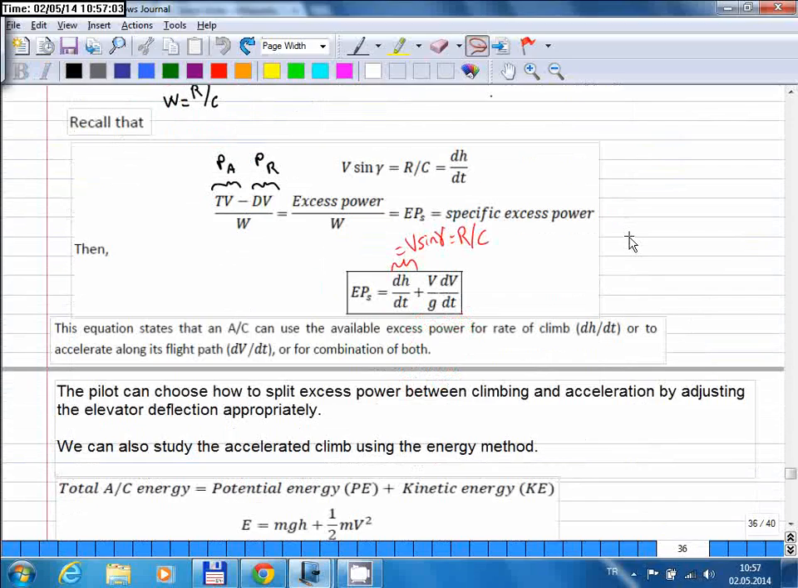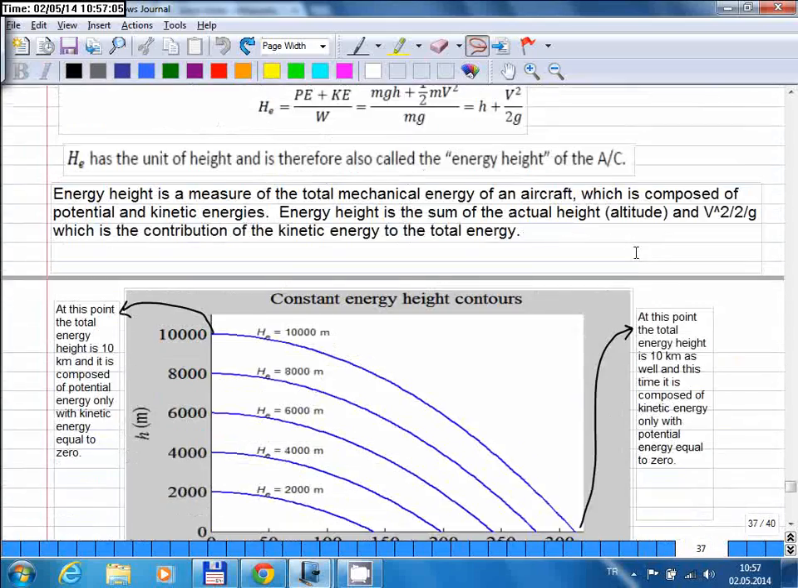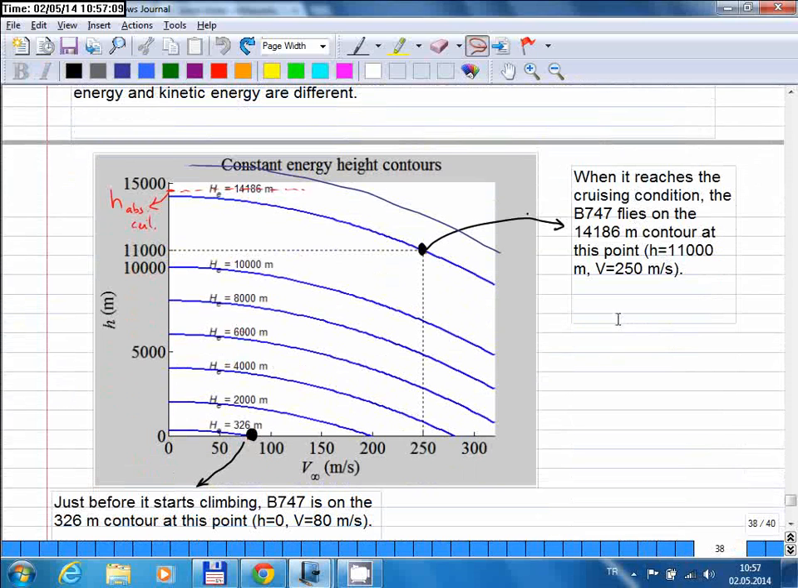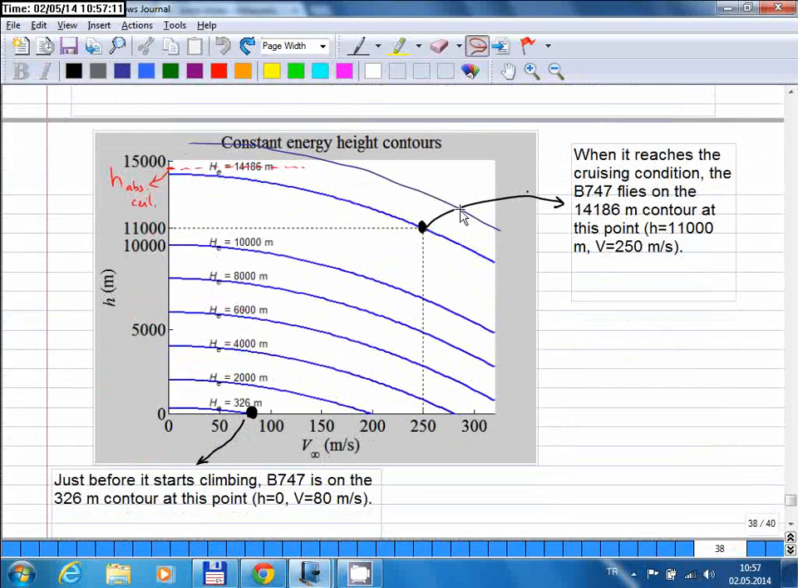So we can analyze that climb on a constant energy height contour plot. So the initial point corresponds to this point. The actual altitude is 0. The speed is 80. When it comes to the final flight altitude, it has a speed of 250 meters per second at 11 kilometers altitude. So it goes up from this energy level to that energy level. Okay?